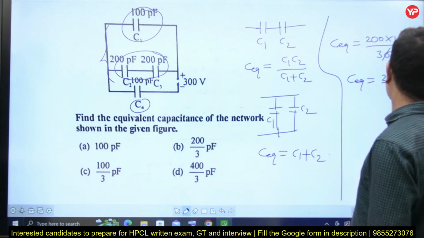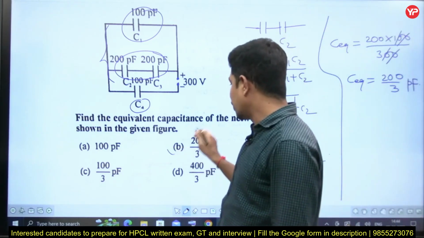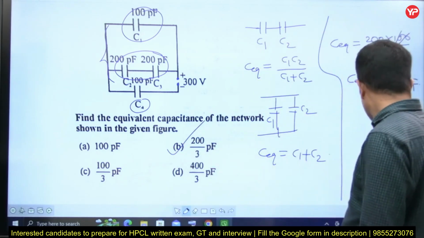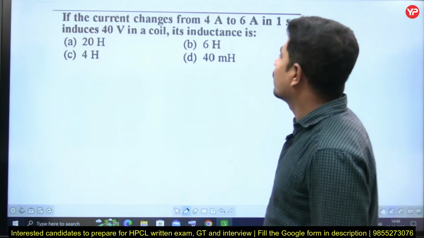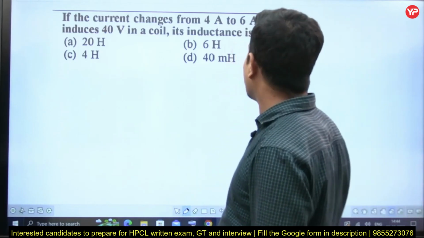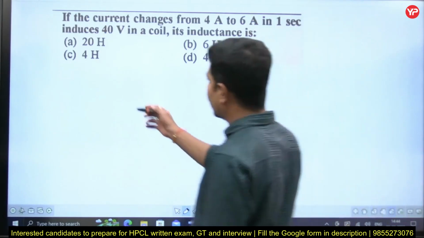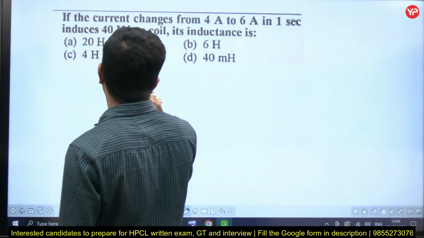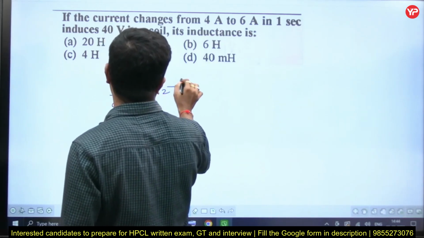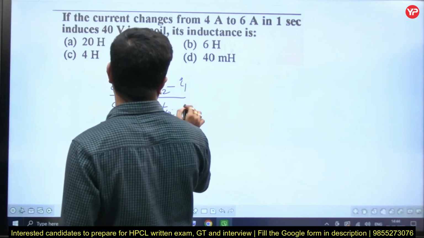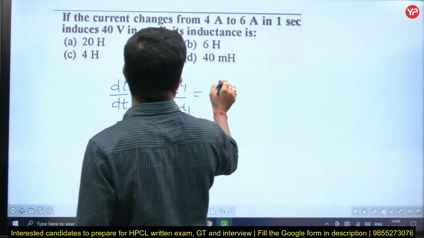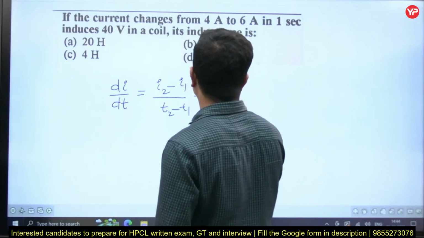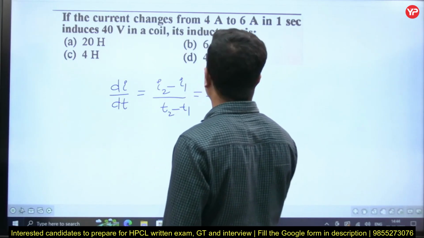200 by 3 picofarads, choice B, perfect answer. Let's go to the next question. If the current changes from 4 amperes to 6 amperes in 1 second, meaning di by dt, di is I2 minus I1 by T2 minus T1. I2 is 6, I1 is 4. This change of time is 1 second.